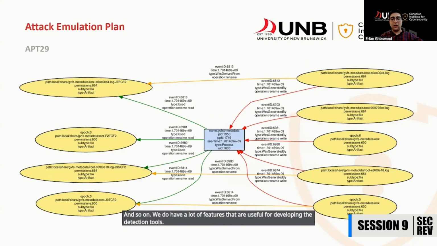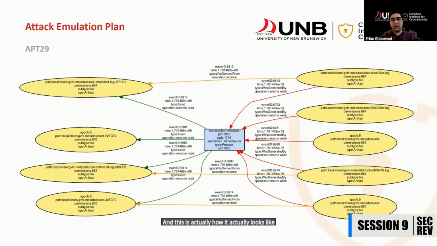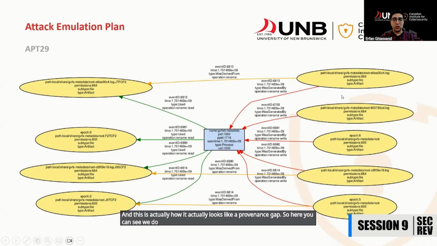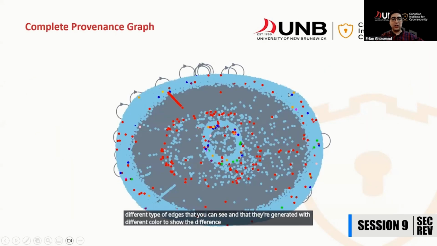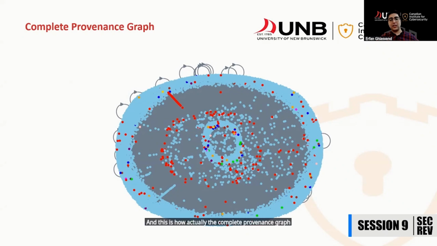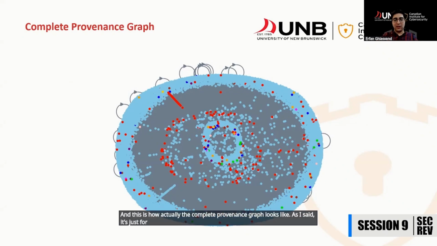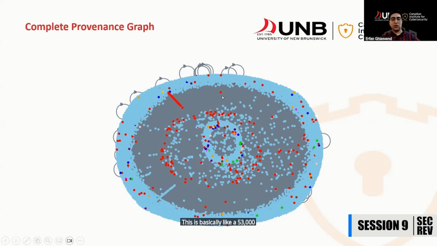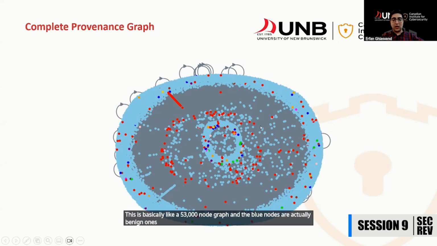And this is how a provenance graph looks. Here you can see we have different types of nodes and different types of edges. For example, these are processes, this is an artifact, and these edges are different types of edges that are generated with different colors to show the difference. And this is how the complete provenance graph looks. As I said, it's just for attack phase 2. This is a 53,000 node graph, and the blue nodes are the benign ones, and the red ones, or those with other colors, are the attacks.